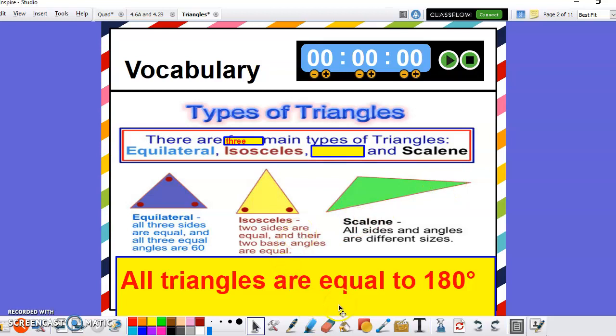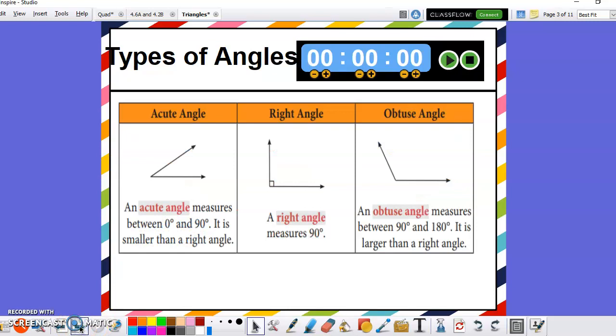All of the triangles add up to 180 degrees. And I'm talking about the angles that are inside of the triangle. So that's another way that we can classify a triangle, by the angles on the inside of the triangle. And I want to go back over our different types of angles. Acute angles measure between 0 and 90 degrees. It's smaller than a right angle. Well, actually, it'd be 0 to 89 degrees.